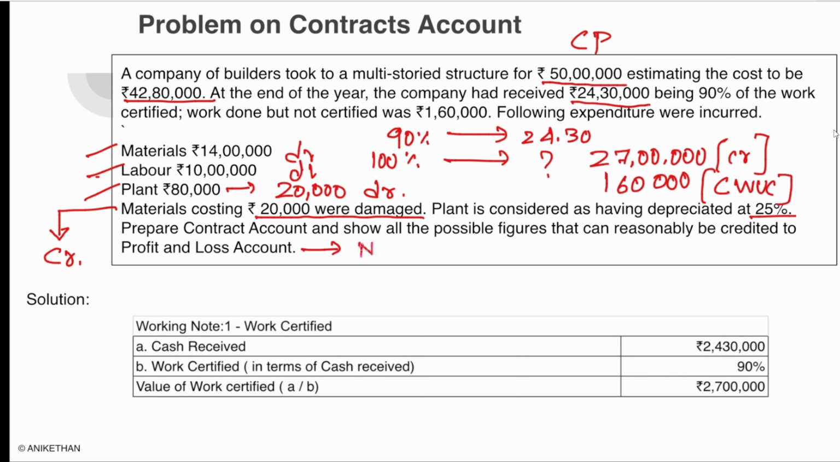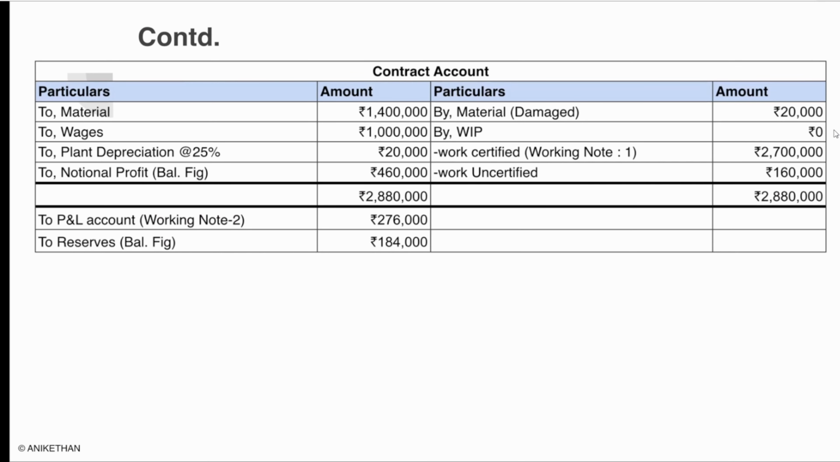That means what they are asking is, calculate notional profit. Then by what factor you have to multiply, whether 1/3 or 2/3, and multiply again by the cash ratio. The cash ratio is directly given. 90% is the cash ratio, so that means 0.9. When you put all of this into the contract, you will see the contract like this. The balancing figure will be the notional profit on the debit side, which is 4.6 lakh.